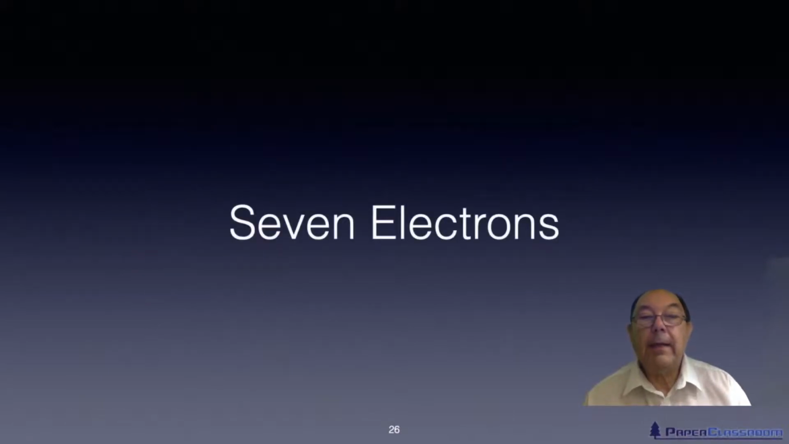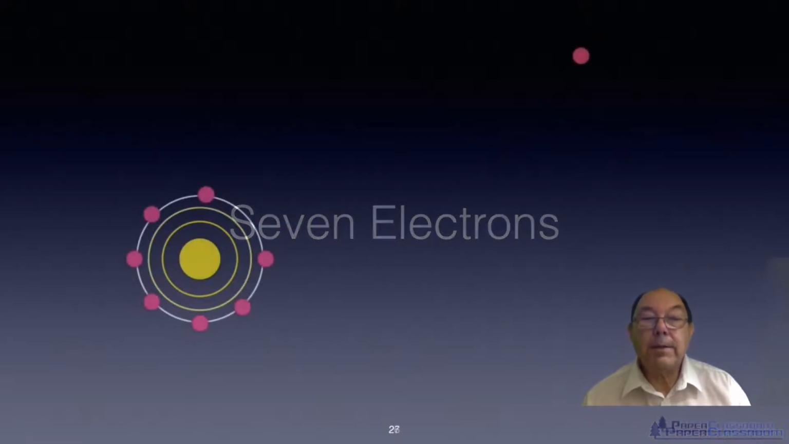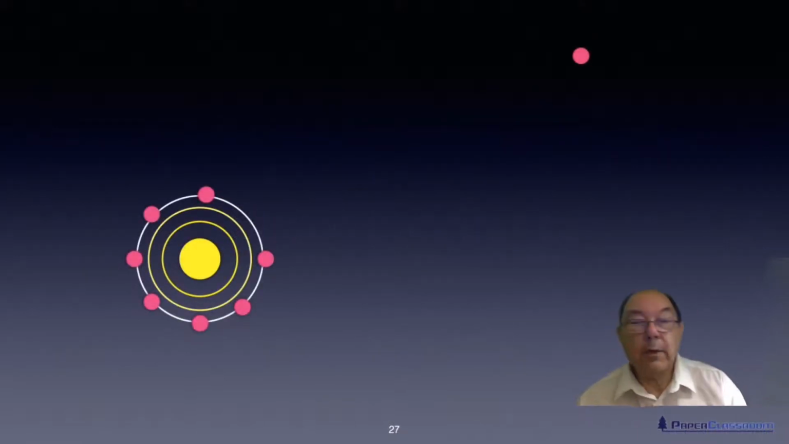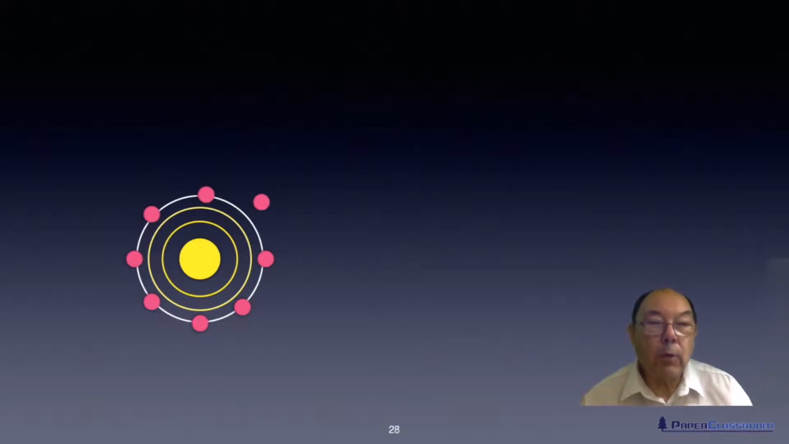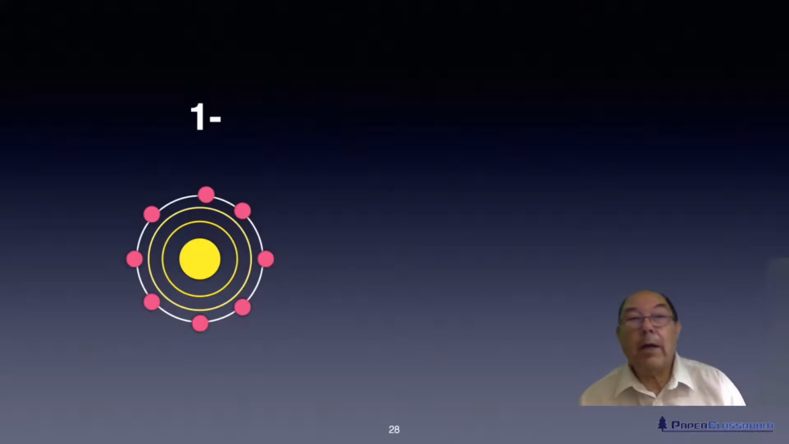And finally, 7 electrons. There's the 7 electrons. There's our 1 electron hovering in the distance. That electron will come in and take its place. That's now a happy atom or a happy ion. It has a full outer shell and its charge is -1.